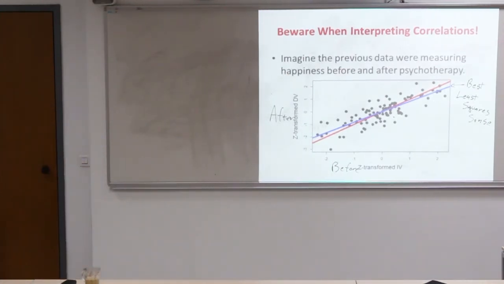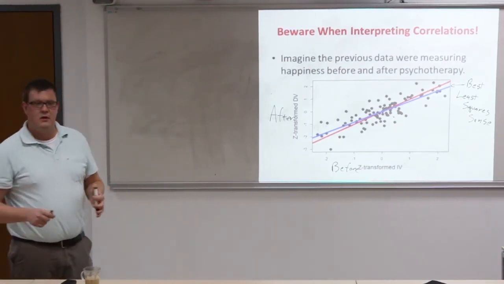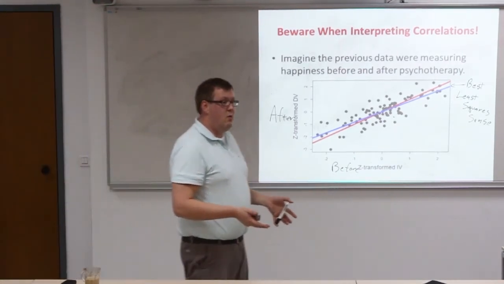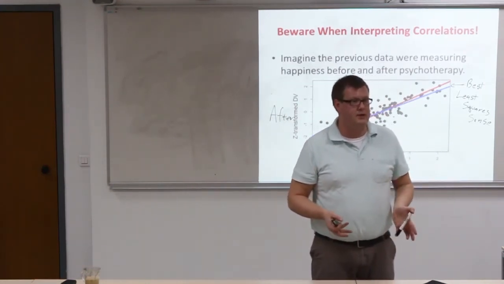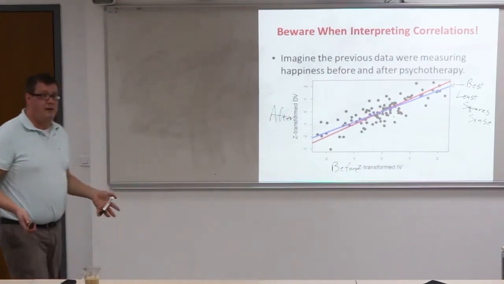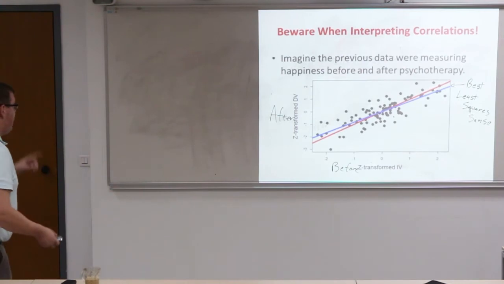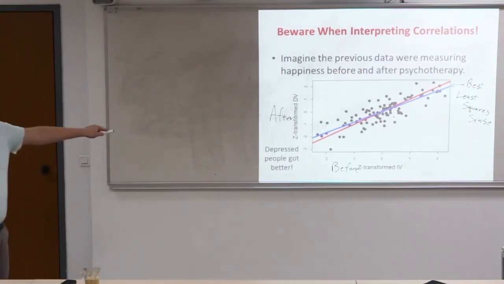So you have a bunch of people. You measure their happiness. You send them to therapy. You want to see if there's a relationship, maybe if therapy improves happiness, okay? Therapy improves happiness, maybe everyone should go. Now, there's not a perfect correlation between the before and after scores. What happens? Well, the depressed people, on average, got better, right?